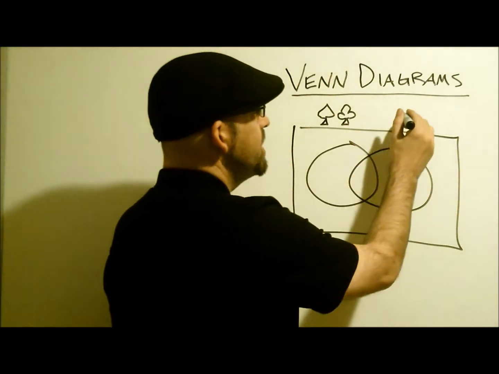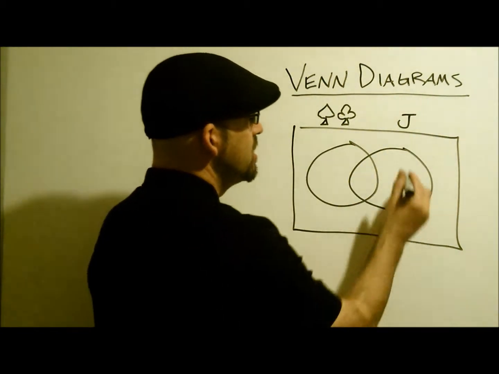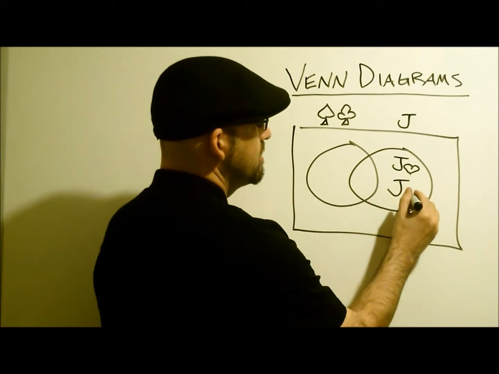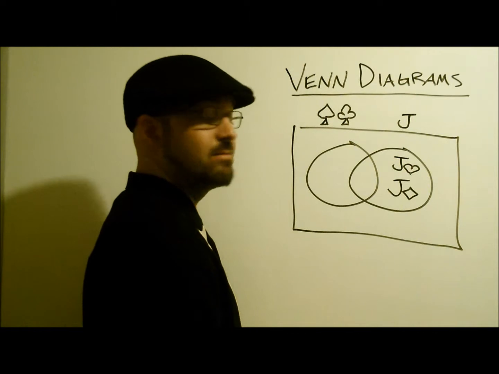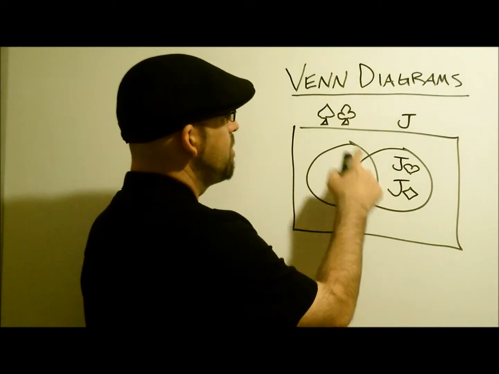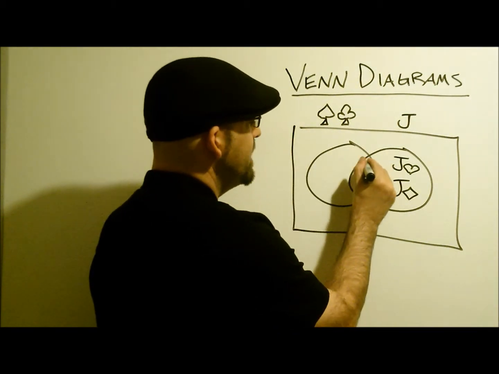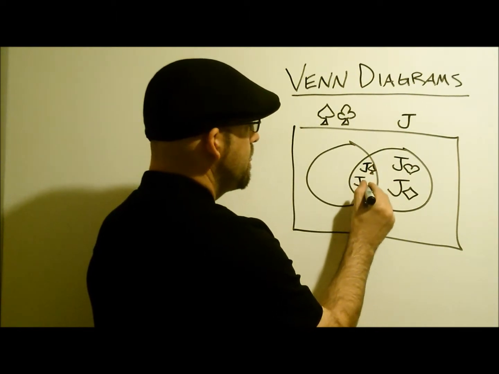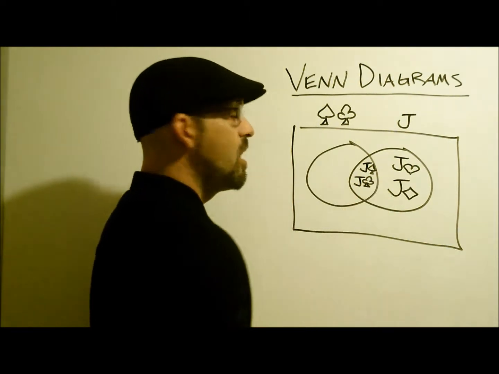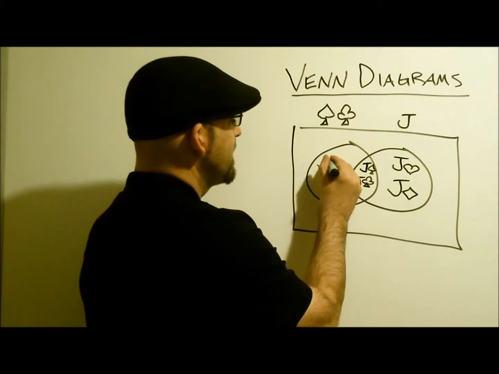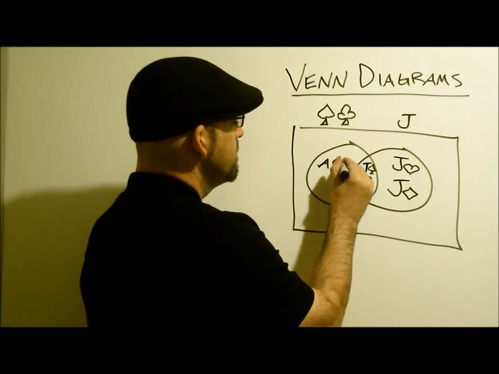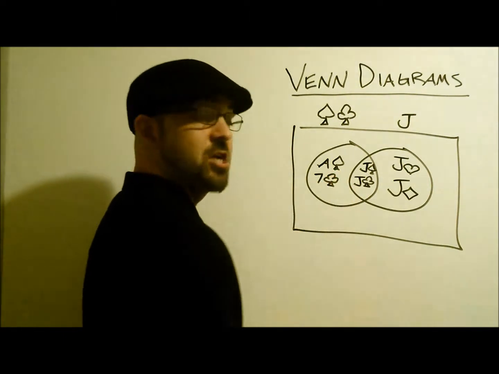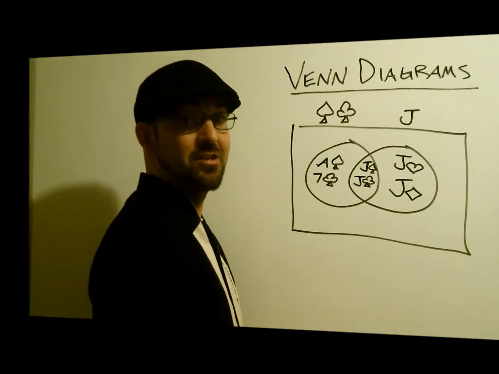The second set is going to be all the jacks. So we can have a jack of hearts and a jack of diamonds. There's 2 other jacks, right? Because they are both spades and clubs, they would fall into here. All the other spades and clubs would fall in here, like the ace of spades, the 7 of clubs, and so on. These are not mutually exclusive.